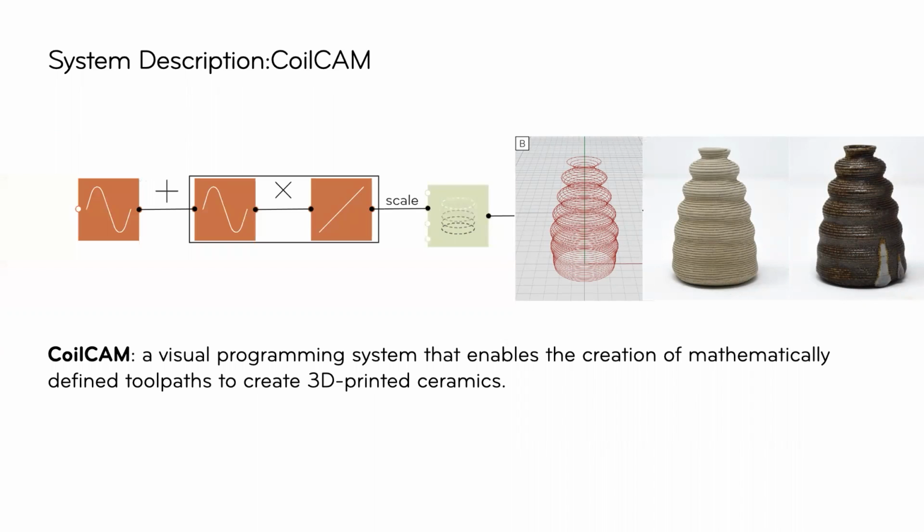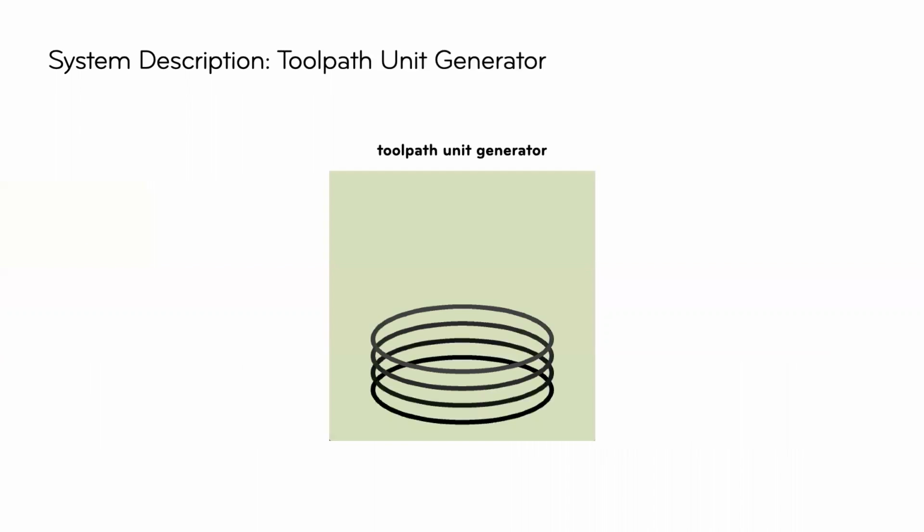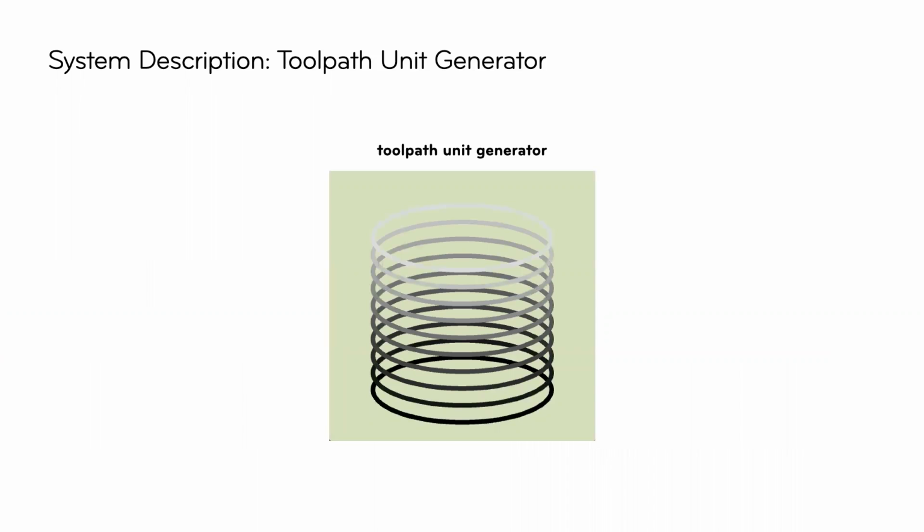In the remainder of this presentation, for clarity, we present CoilCAM programs as a series of diagrams with color-coded nodes that correspond to our custom Grasshopper components. Programming in CoilCAM is structured around procedural transformation of a cylindrical toolpath, represented by the toolpath unit generator component. This component has 4 shaping parameters: radius, scale, translate, and rotate, which can be modified to create different forms and textures.